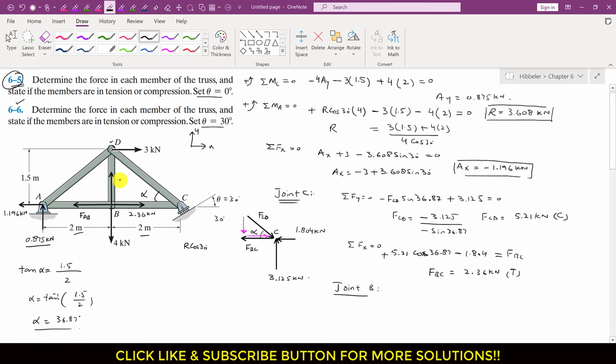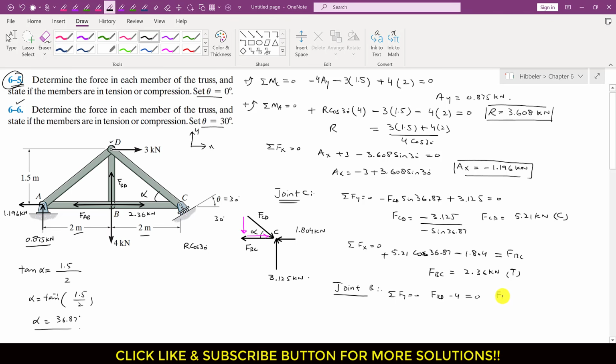So this is FBD. So now if we apply this 4 kilonewton force, right? Now if we apply the summation of forces along y equals to 0 at joint B, as we can see that FBD is acting in the positive y direction, so I will write FBD, and this 4 kilonewton is acting in the negative y direction, so I will write minus 4. This will be equal to 0.